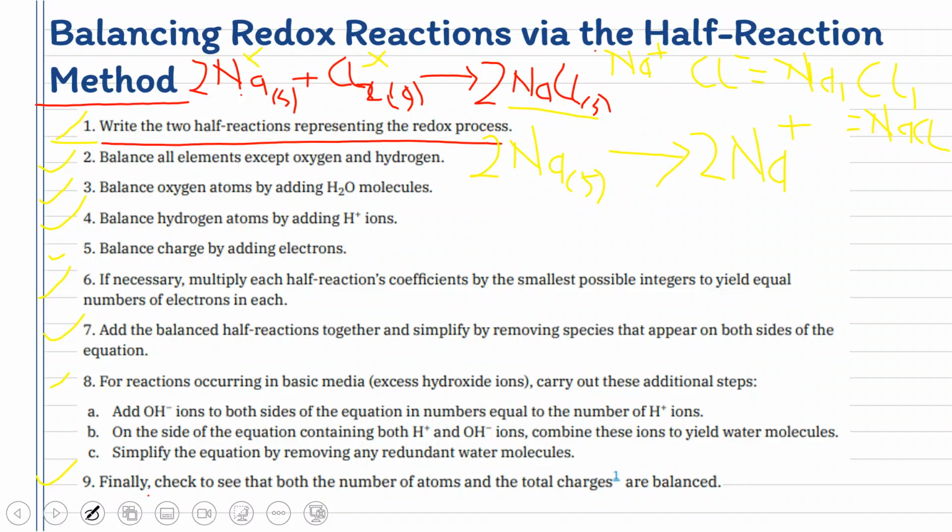So this is a simple half reaction. I'm just trying to help you remember how to write a half reaction. So if you're asked to write the half reaction, this will be the half reaction for sodium. Now let's write a half reaction for chlorine. This half reaction is not balanced though, but for now just leave it like that. We're going to learn how to balance.